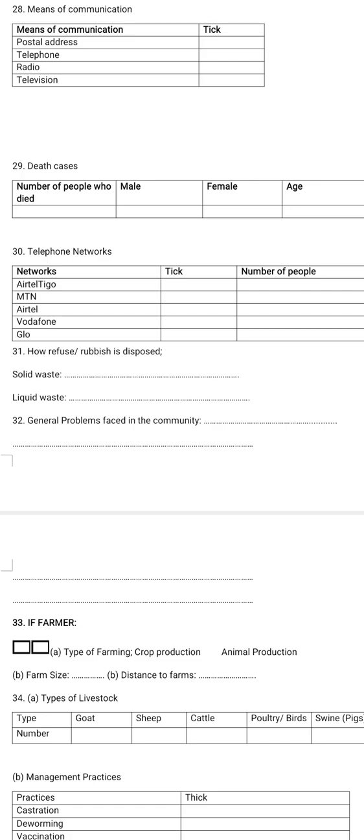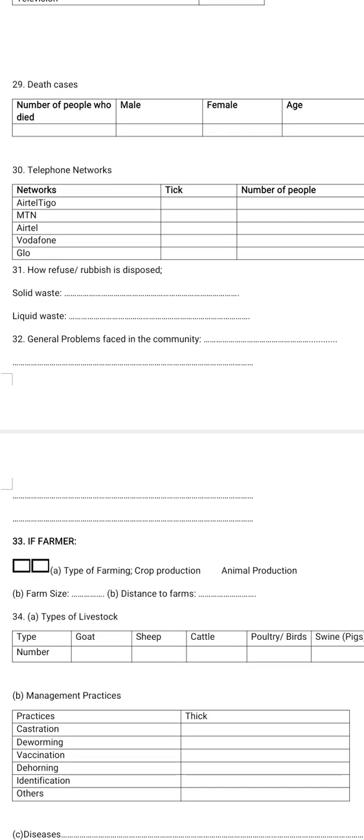Then the networks: you also indicate the number of networks they use. That is, which networks in the house each and everyone is using. Indicate it, and the number of people using those particular networks.